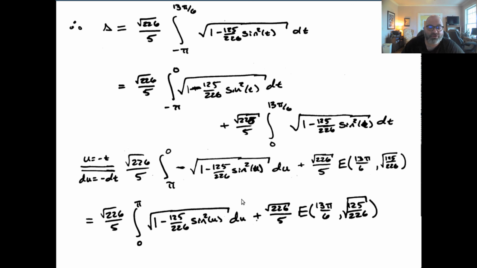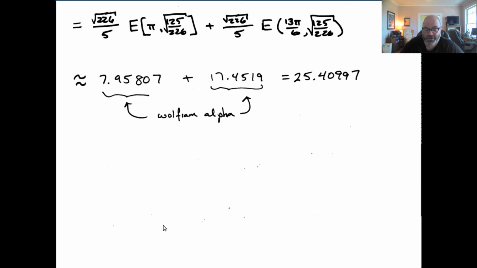Now this looks like an elliptic integral. Our second one looked like an elliptic integral to begin with, so that was just E of 13 pi over 6, with the square root of 125 over 226 for the constant. For that first one, we can write it also as an elliptic integral: the square root of 226 over 5 times the elliptic integral of the second kind, evaluated at pi and root 125 over 226.